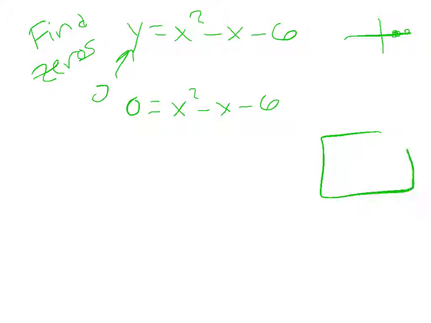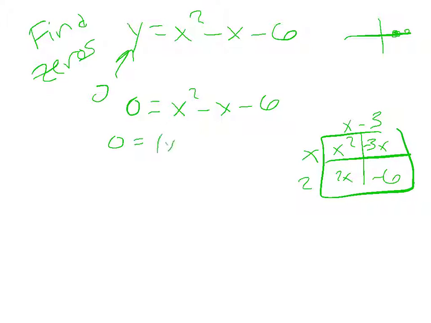So I can box it out. And I can say, all right, I've got x squared, I've got minus 6, I've got x and x. So then minus 6 is going to be 3 and 2. I get 2x and 3x. I want a negative x in the middle, so that's going to be a minus 3x. So then the top needs to be x minus 3. So now I can say that 0 equals x minus 3 times x plus 2.